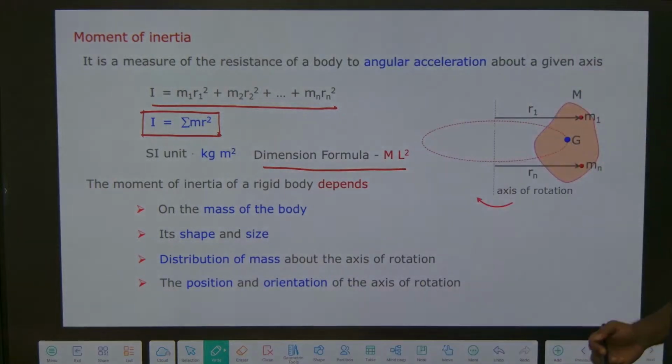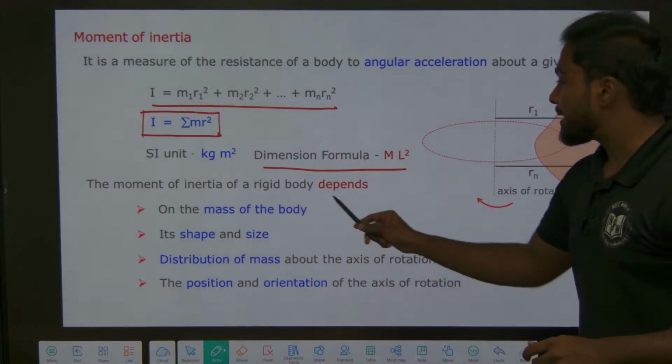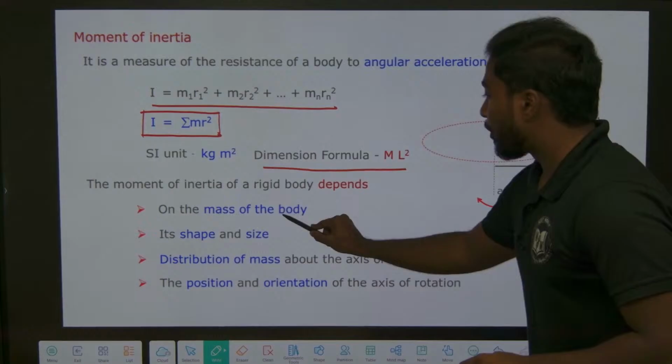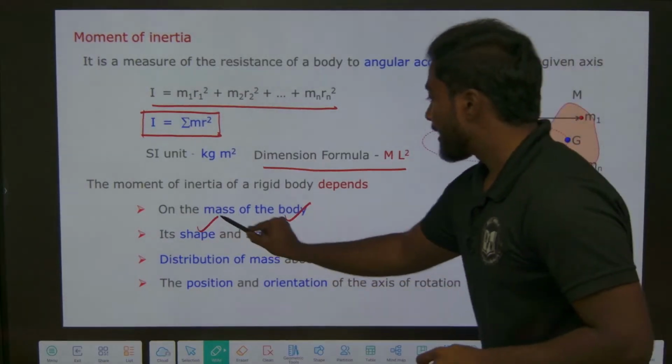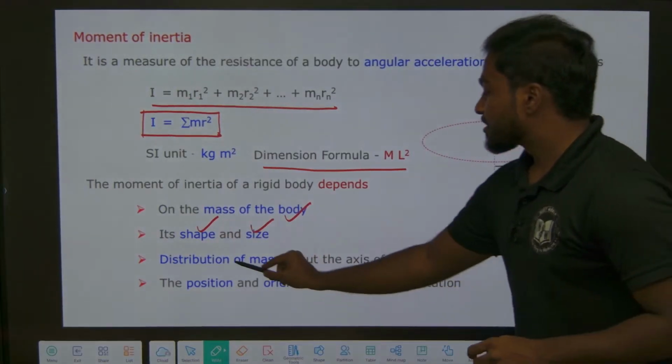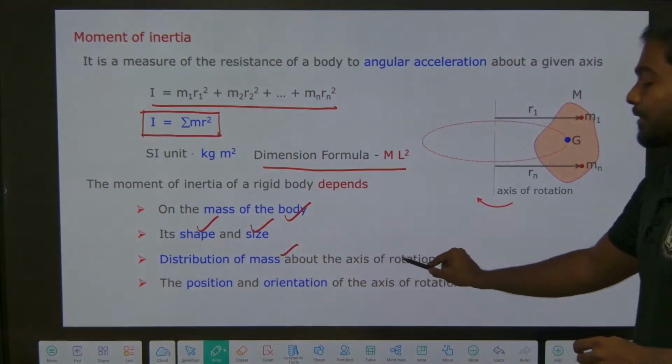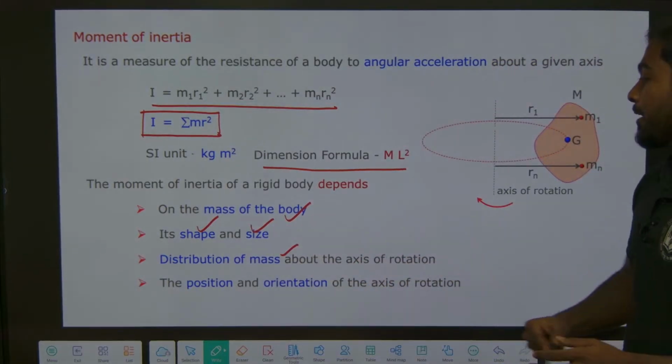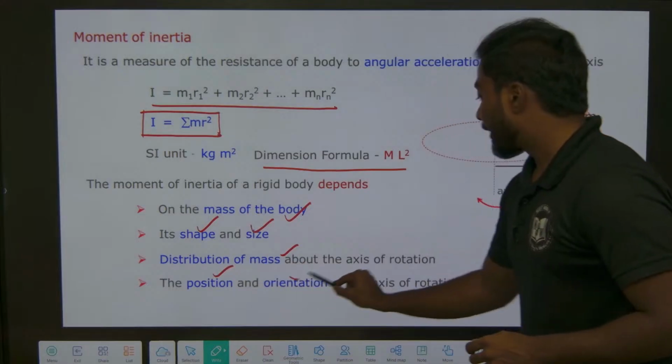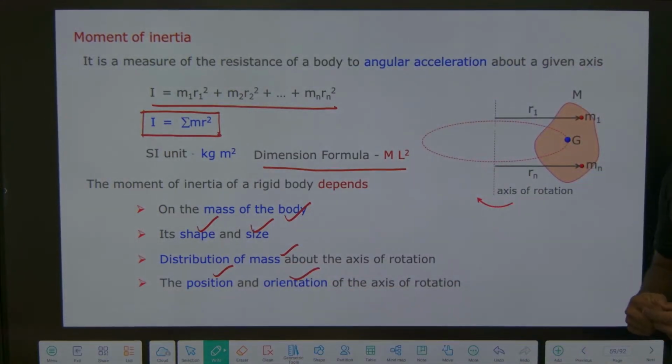So the moment of inertia for a rigid body depends on the mass of the body, the shape and size of the body, the distribution of mass about the axis of rotation, and the position and orientation of the axis of rotation.